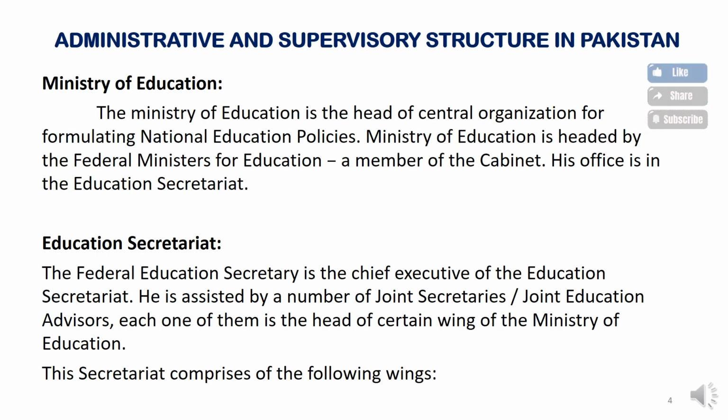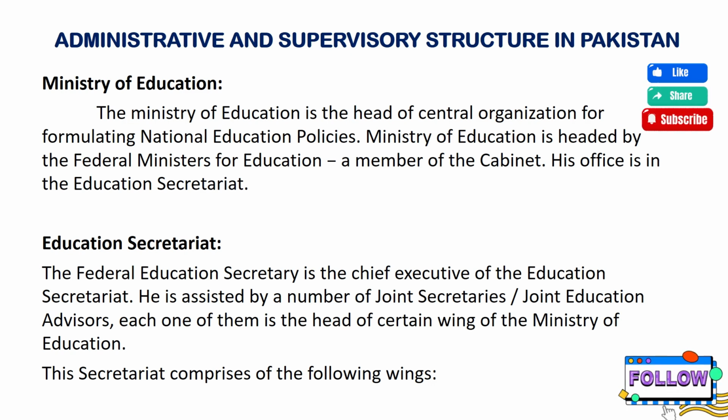So, the first is Ministry of Education. The Ministry of Education is the head of the central organization for formulating national education policies. It is headed by the Federal Minister of Education, like a member of the cabinet. His office is in the Education Secretariat. Now, what is Education Secretariat? The Federal Education Secretary is the chief executive of the Education Secretariat. He is assisted by a number of joint education advisors. Each one of them is the head of a certain wing of the Ministry of Education. So this secretariat comprises the following wings.